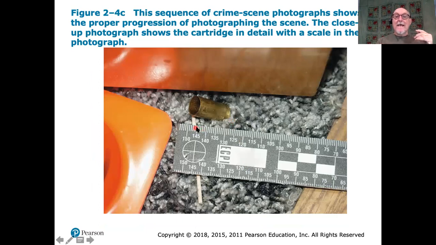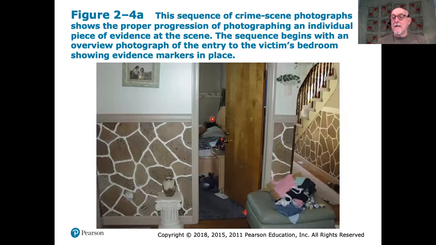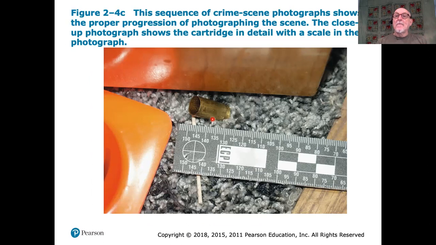The photographer takes the photograph with a scale so that the size can be determined. In fact, this is such a good photograph, you can tell it's a 45mm bullet casing. And once this photograph has been taken, this piece of evidence can be moved. It can be bagged carefully and kept because we have a complete record of its placement, when it no longer has to sit there. And that is the way the photographer and the evidence gatherers work together through the crime scene.